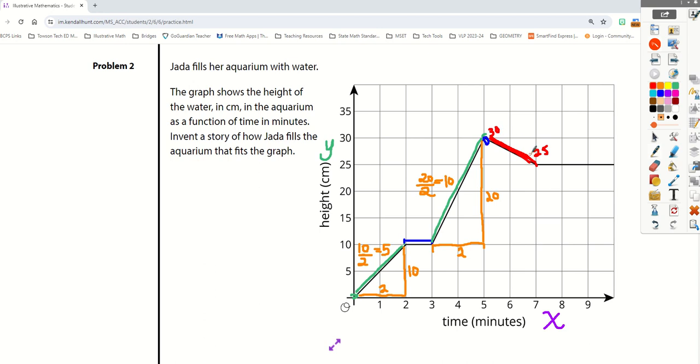This is a negative slope. This is decreasing. So we know the water is draining from the tank. And then finally, she likes the water level after 7 minutes. The water is done, the tank is filled, and she's done, and it stays. Okay? So this is how we read these graphs. They're super fun. Each part of the graph has a slope.